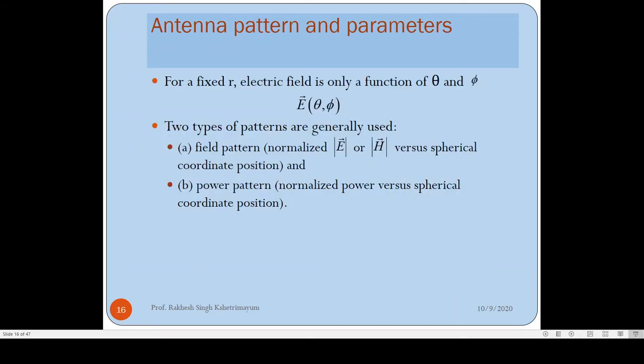So there are two types of plots. One is field pattern, another is power pattern. In the field pattern, you plot normalized electric field or magnetic field with respect to theta and phi. Once you fix R, the field dependence with respect to R can be neglected. Or you can also plot power pattern, which is basically normalized radiation intensity versus theta and phi.